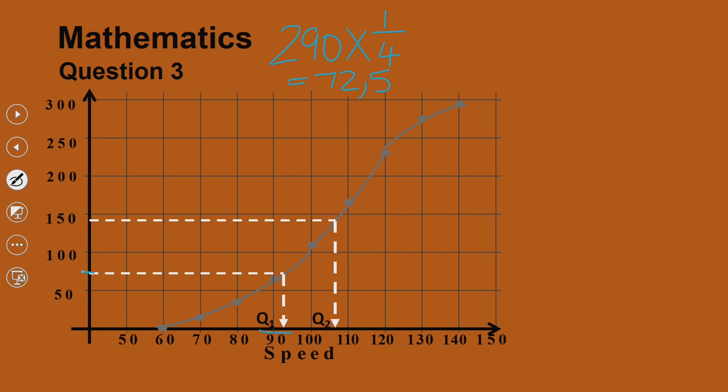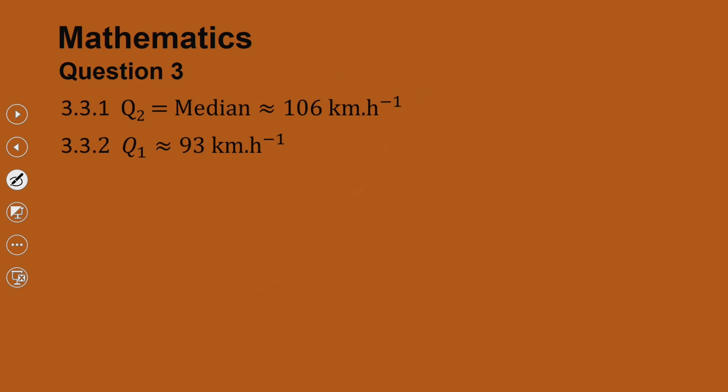It is approximately here. That is why when you do your dotted lines or your dashed lines, Q1 will be around 93, around 93, right? There we have it. Awesome stuff.